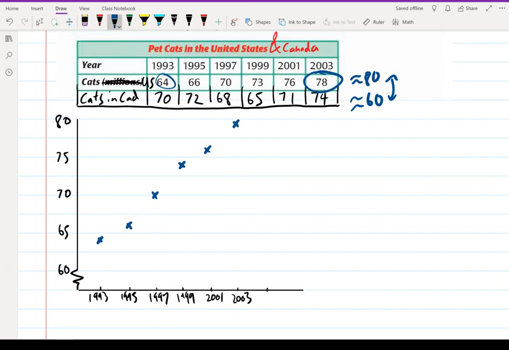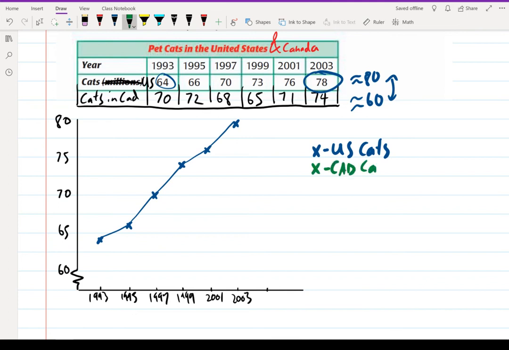So we can see it keeps on rising, it keeps increasing. Do you use a ruler? I'm not going to use a ruler because it takes too much time for me. So you join up all these points. And on the side, make sure you have a legend. This will be US cats.